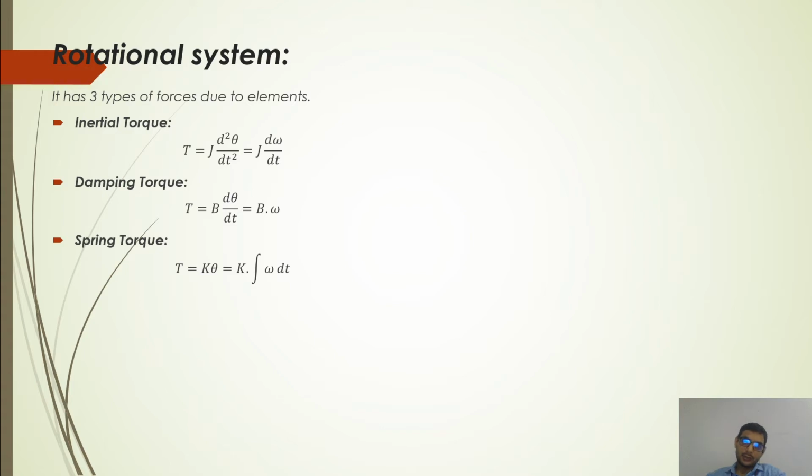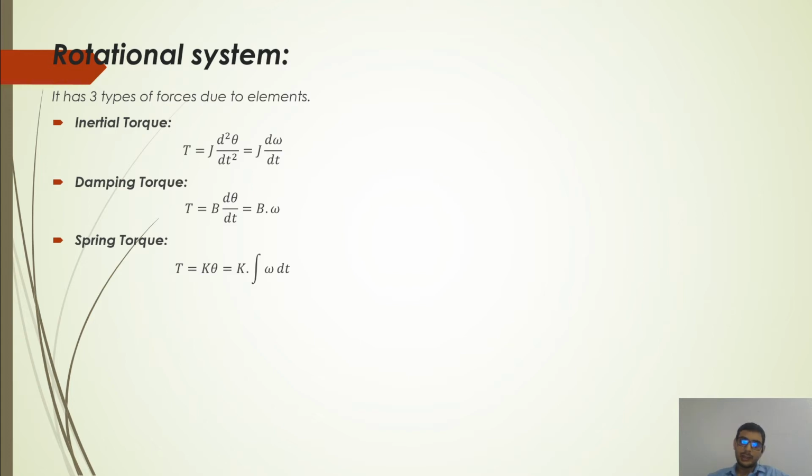Or this torque equation can also be equated to J times d omega upon dt, where omega stands for the angular velocity. Considering the damping torque, अगर हम damping torque की बात करें तो damping torque is given by, suppose we have a damping coefficient of b, तो damping coefficient b multiplied by dx या d theta by dt, where theta represents my angular displacement.